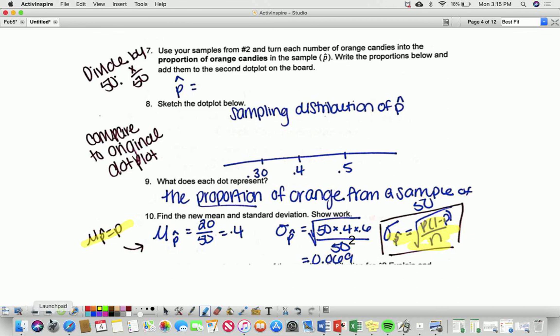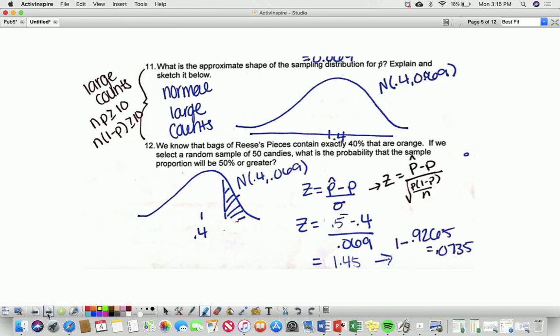Okay, from there, let's take a look at shape. The approximate shape of the sampling distribution is normal. Well, first of all, it was normal before, it's the same shape now, so it's normal. Also, large counts. So, I can do probability. If I know the Reese's Pieces contains exactly 40%, if we select a random sample of 50 candies, what is the probability that the sample proportion will be 50% or greater?